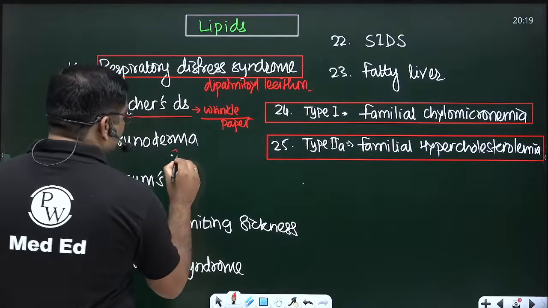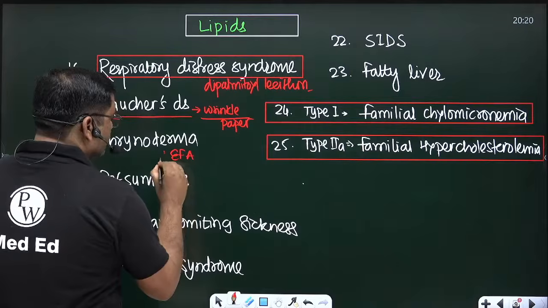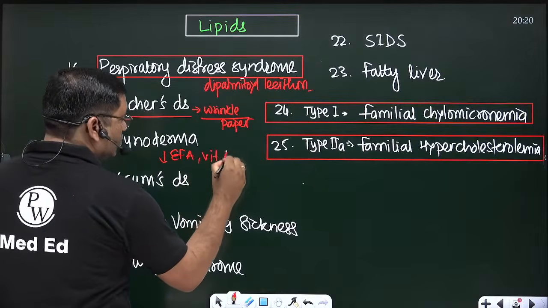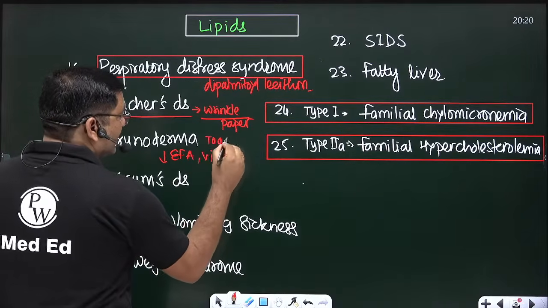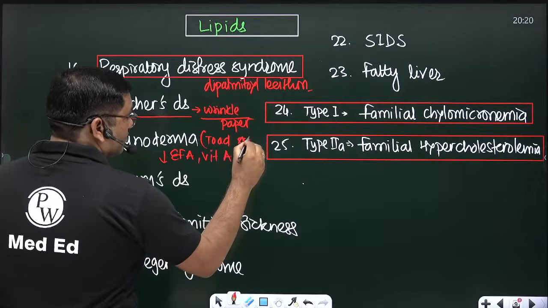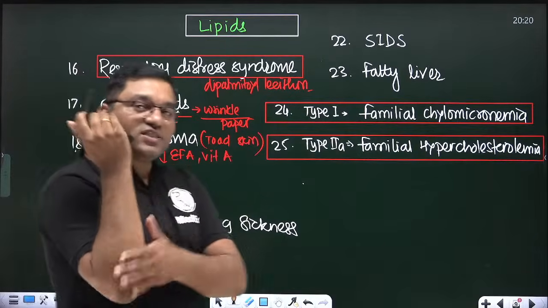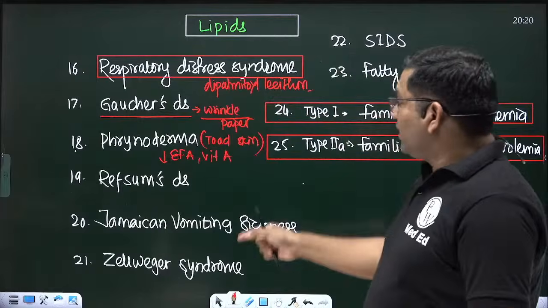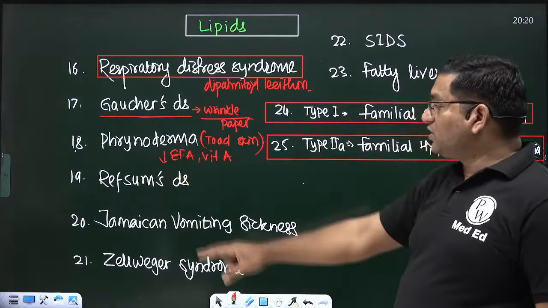Phrynoderma is a multinutrient deficient condition in which there is essential fatty acid deficiency. Also vitamin A deficiency causes toad skin, particularly involving the extensor aspect of the forearm. So that is phrynoderma, a multinutrient deficient condition.